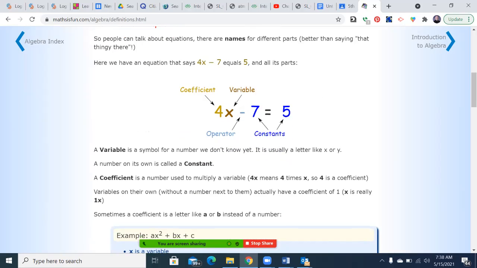There are parts of equations that have names. And while those names won't be used so much here in this 5th grade lesson, it's a good idea to have that exposure. And this is the equation 4x minus 7 equals 5. So I have an operator, that's my operation. And in this case, it's subtraction. A variable is a symbol for a number we don't know yet. It's usually a letter like X or Y, but it could be M, N, G, B, whatever.